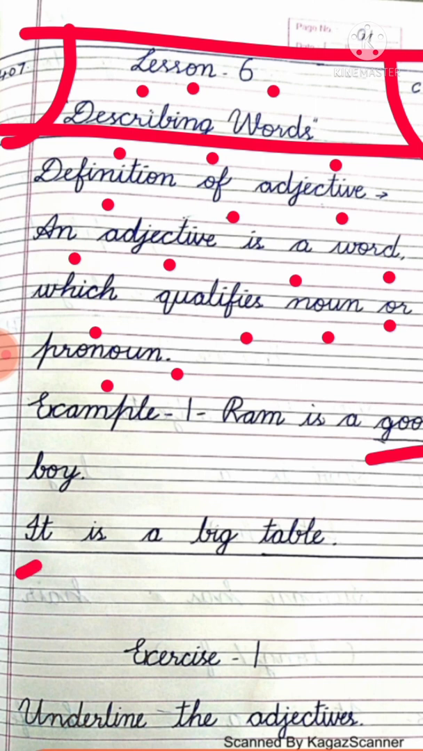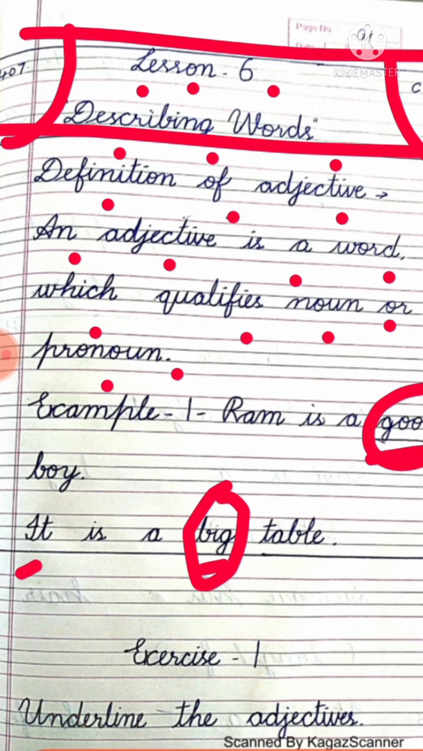Second sentence you see, it is a big table. So what is the size of the table? It is a big table. So here you see big is also a describing word. So here, in both sentences, good and big are describing words. Let's start exercise number 1.